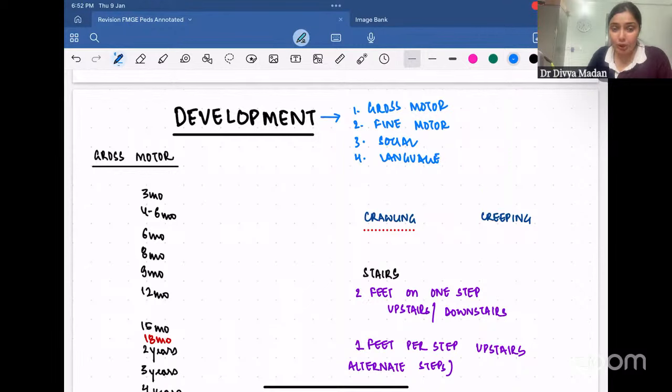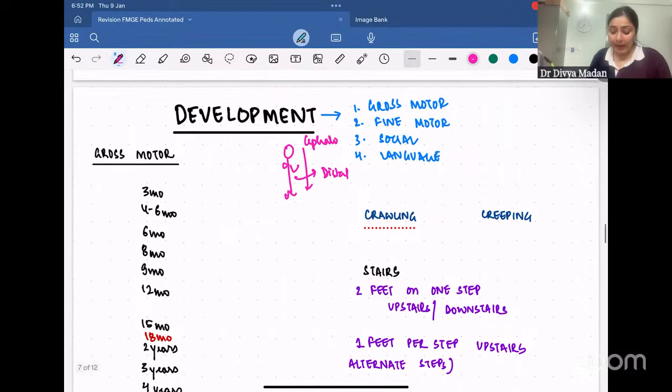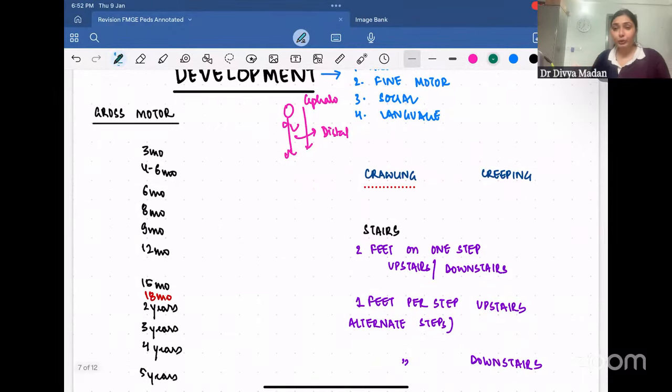What's important in the gross motor milestone is the direction of development. The direction of development is cephalocaudal and proximal to distal. That means firstly the head will develop, then the trunk. So the child will first hold the head, then the trunk and sit, and then stand. And within the limb, firstly the proximal muscles are going to develop, and thereafter distal muscles are going to develop.